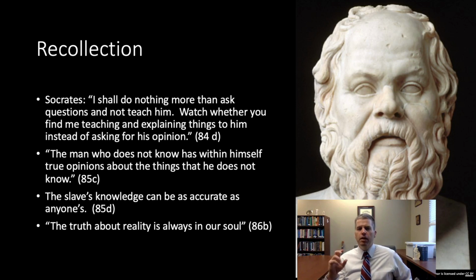Now, note also the conclusion of this geometry lesson is that Socrates says that the slave's knowledge can be as accurate as anyone's. I just want to point out that in the Meno, Plato is very optimistic that anyone can acquire knowledge. He has, in a way, this egalitarian view of knowledge, that the truth, as we'll see in a minute, is within you. And it's not within a special class of people, right? Even slaves, you might think the lowest class of ancient Greek society, can come to have the most accurate knowledge on these matters.